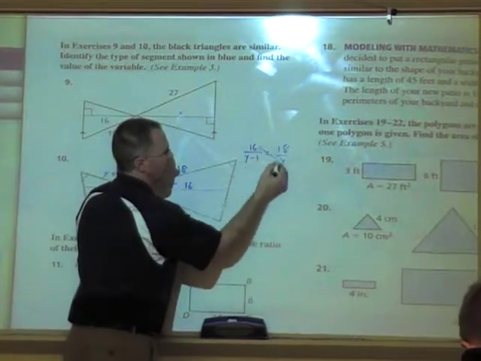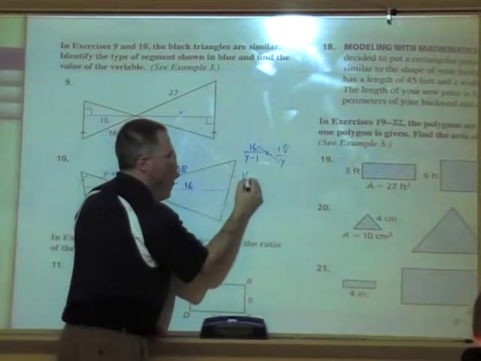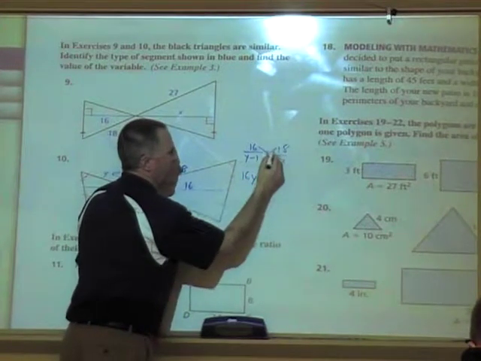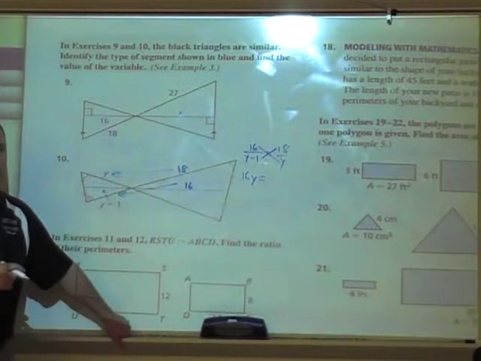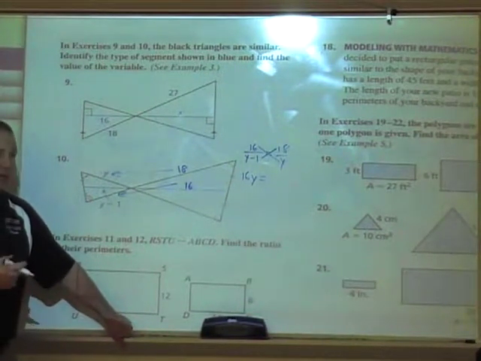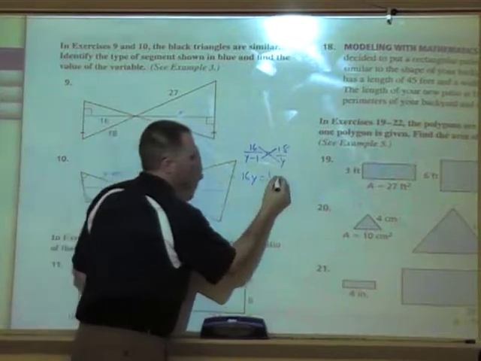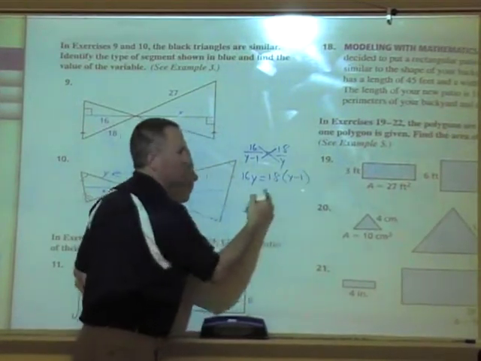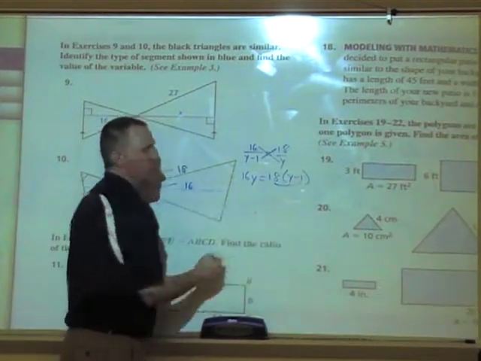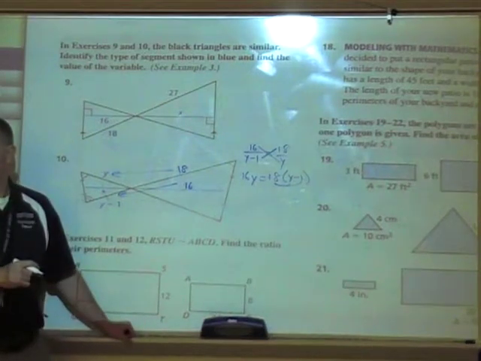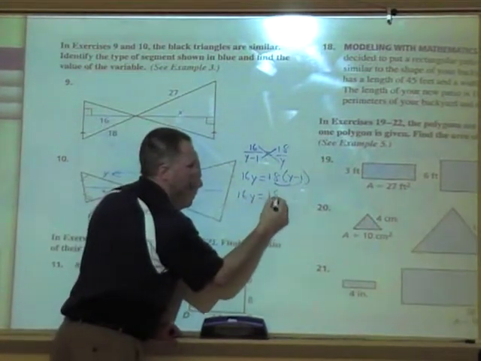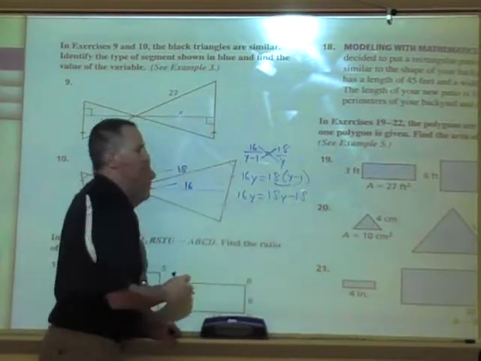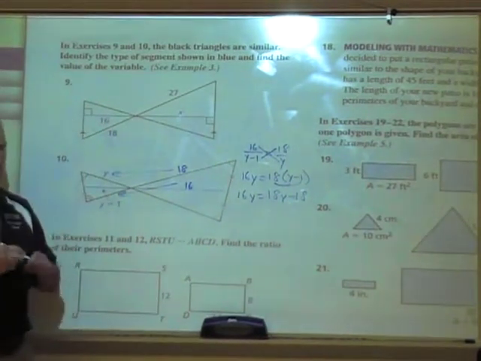Cross multiply. Doesn't matter which one you do first. 16y equals, and then 18 times this. It's not 18 times y. It's not 18 times 1. It's 18 times both of those. 18 times the y minus 1. That whole group. So you're going to have to distribute that through. Okay? So 16y is equal to 18y minus 18. Everybody solve that, please? Tell me what you get.